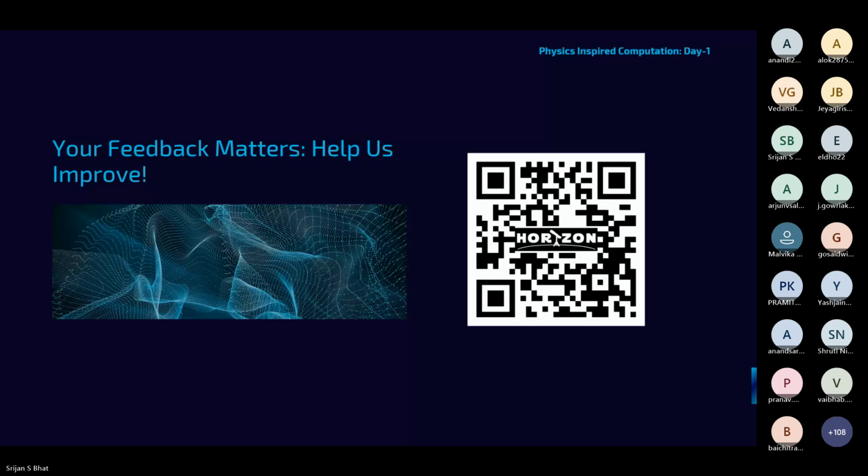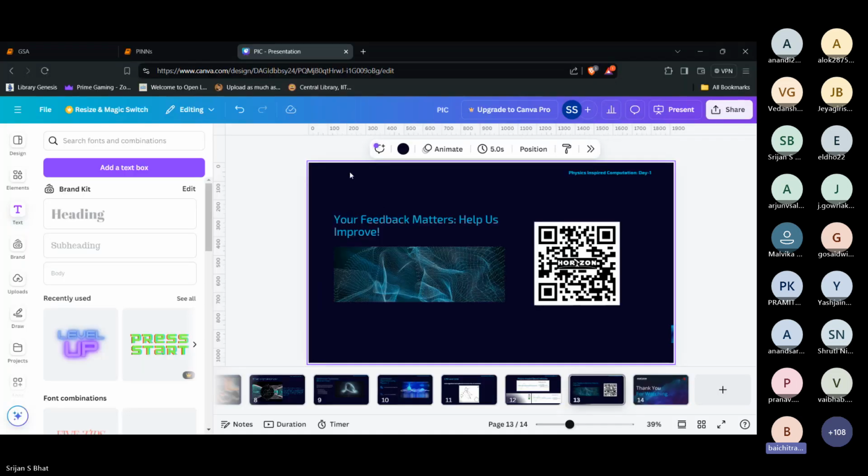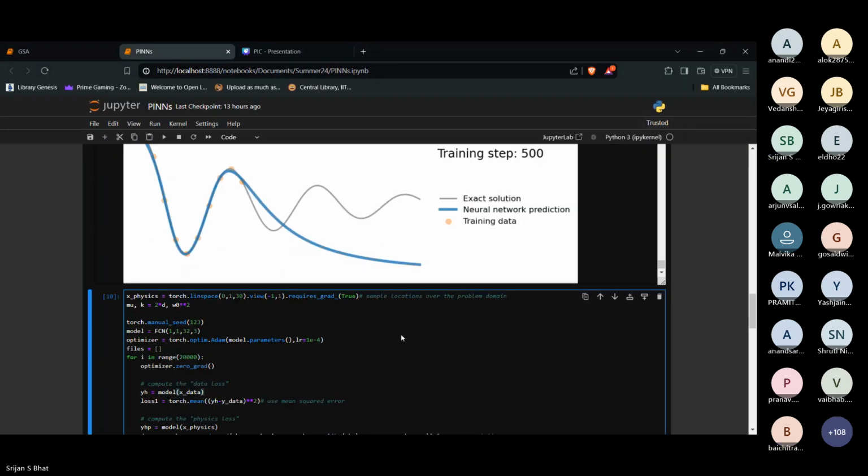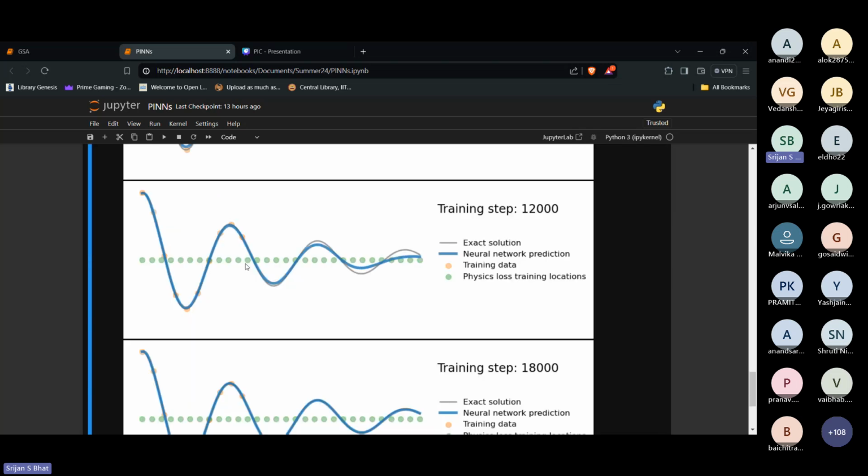Hello, sir. Yeah. Sir, that green line, it is the loss function we are showing in that graph. Yeah, these green dots are where you calculate your physics laws. Yes, so loss functions. So this is where your physics, like I told you, there are two parts to the loss function, right? So the physics loss function is calculated at these points. Yeah. Okay.